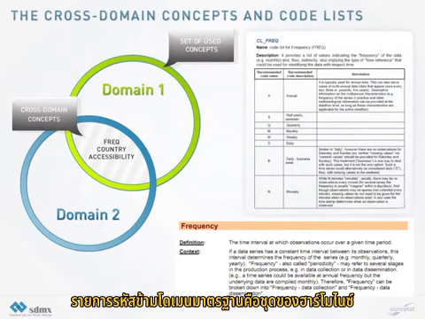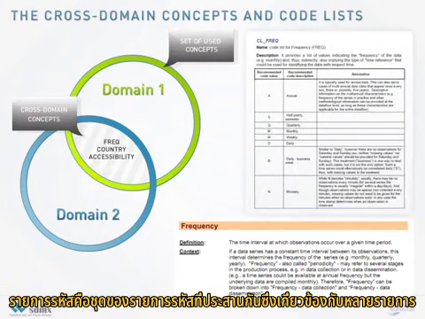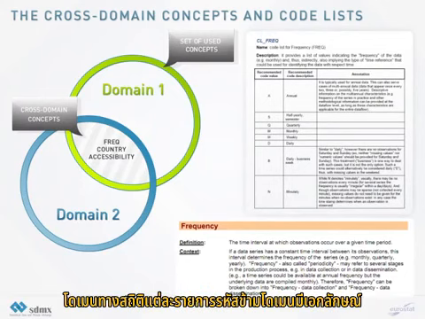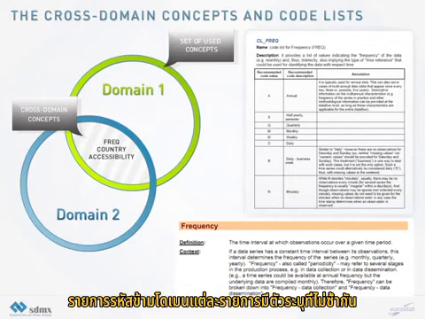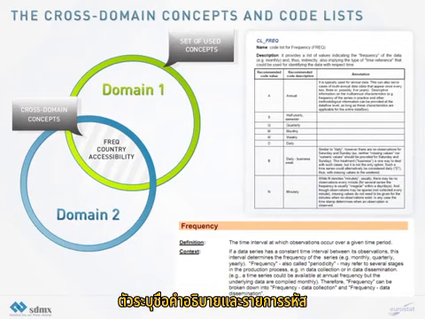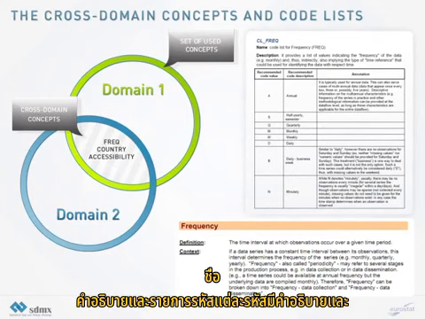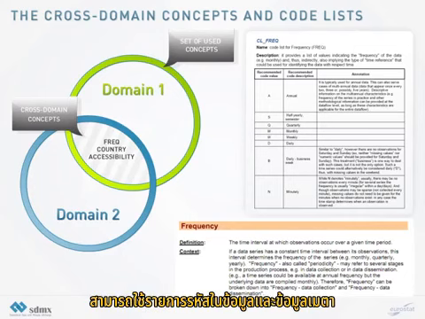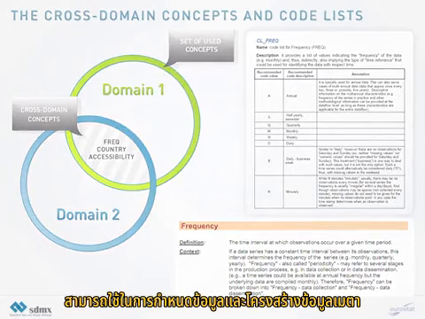Cross-domain code lists are collections of harmonized code lists which are relevant to many statistical domains. Each cross-domain code list has a unique identifier, a name, a description, and a list of codes. Each code has a description and annotation providing additional information. Both the cross-domain concepts and the code lists can be used in the data and metadata structure definitions.